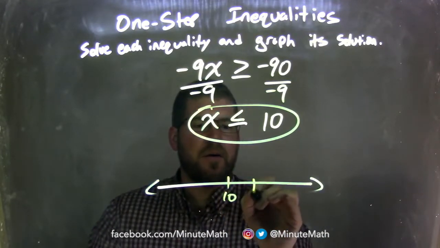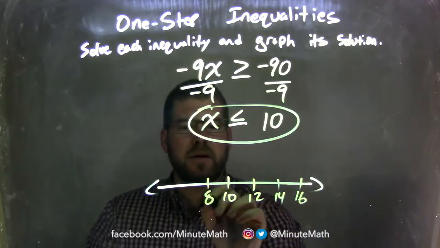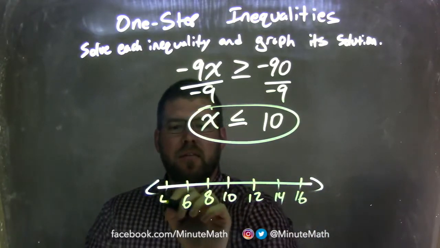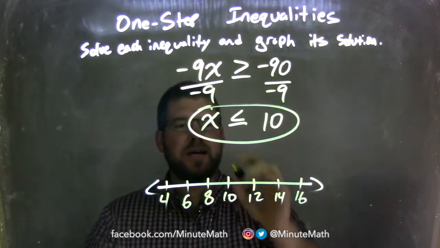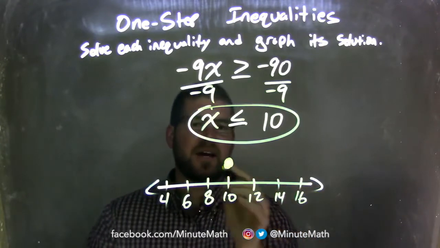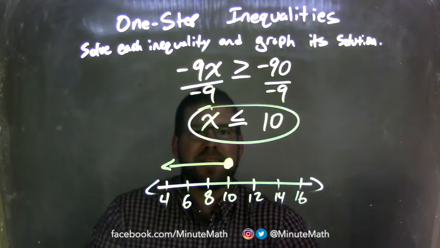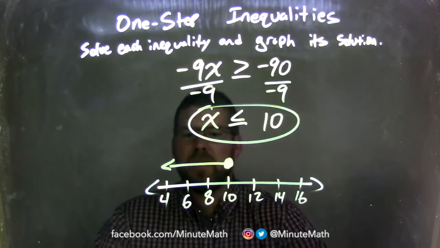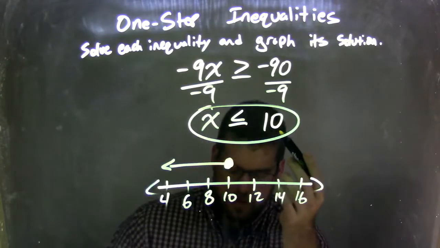10, 12, 14, let's go by 2s, 16, 8, 6, 4. Okay, so x is less than or equal to 10. At 10, I have a closed circle. And since it's less than, I'm going to draw my arrow to the left from there. And so if x is less than or equal to a positive 10, and there we go. We have our graph here that matches our inequality. Okay.